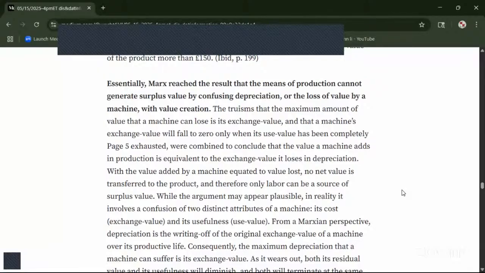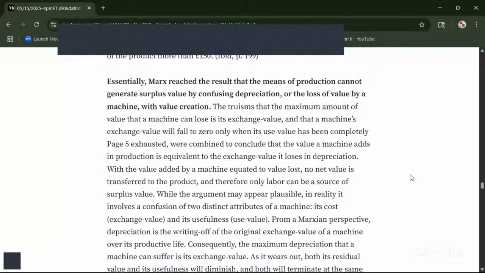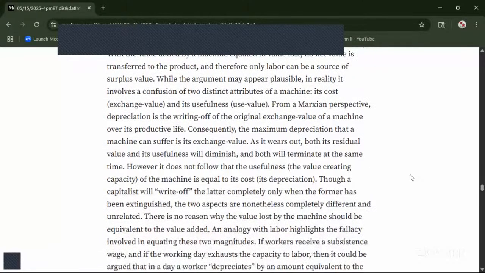Now, this argument may appear plausible. In reality, it involves a confusion of two distinct attributes of a machine. That is, its cost in terms of exchange value, and its usefulness, which is use value itself. From a Marxian perspective, depreciation is the writing off the original exchange value of a machine over its productive life. Consequently, the maximum depreciation that a machine can suffer is its exchange value. What's it going to be worth when it gets older? As it wears out, both its residual value and its usefulness will diminish, and both will terminate at the same time, right? It's just physical limitation.